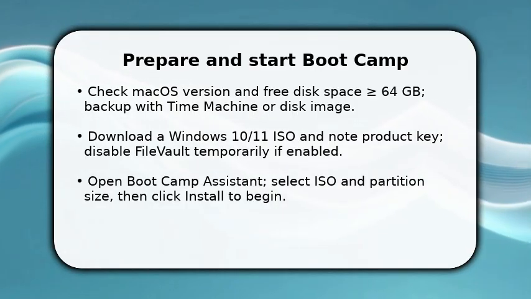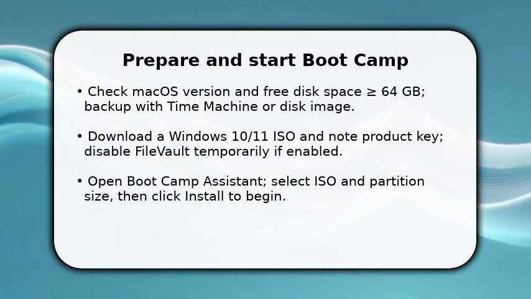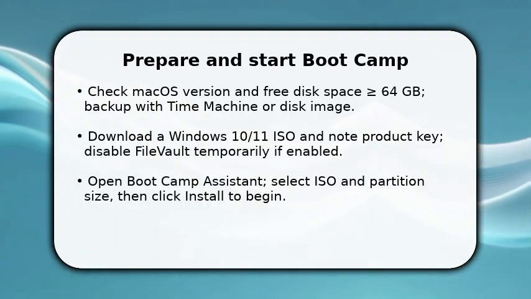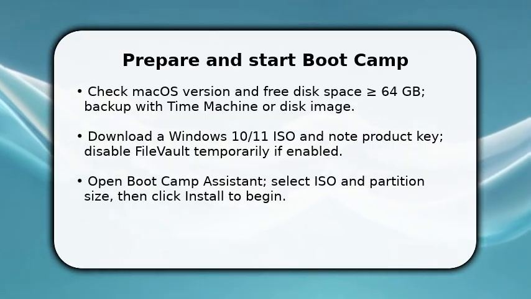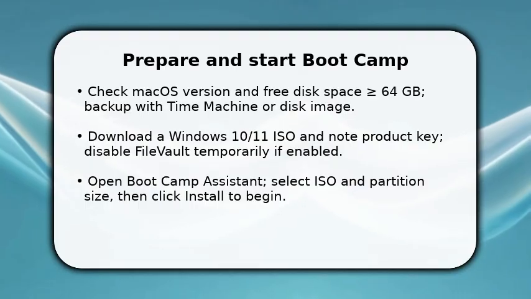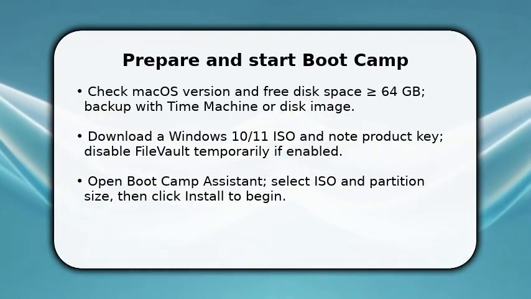Once done, open Bootcamp Assistant, point it to the ISO, and choose a partition size based on usage, more for games or dev tools. Click Install and let Bootcamp create the Windows partition and reboot to the Windows installer.